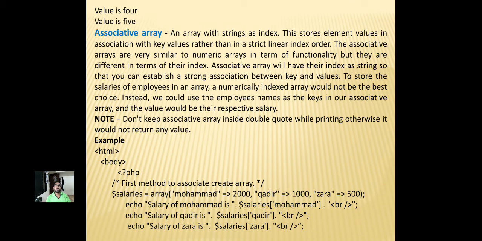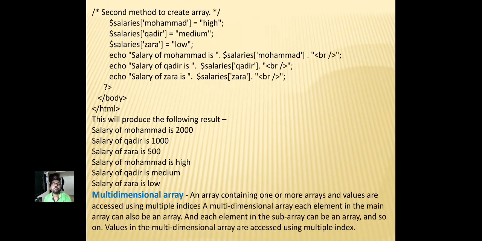and values. To store the salaries of employees in an array, a numerically indexed array would not be the best choice. Instead, we could use the employee's name as the key in our associative array, and the value would be their respective salary. Note, don't keep an associative array inside double quotes while printing, otherwise it would not return any value. Example shown here.